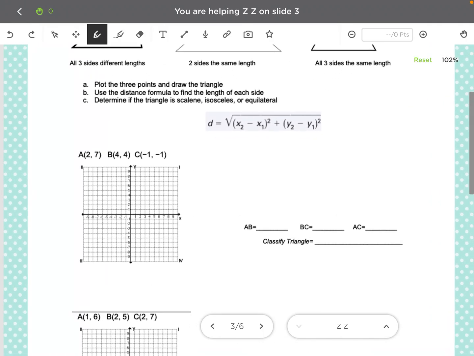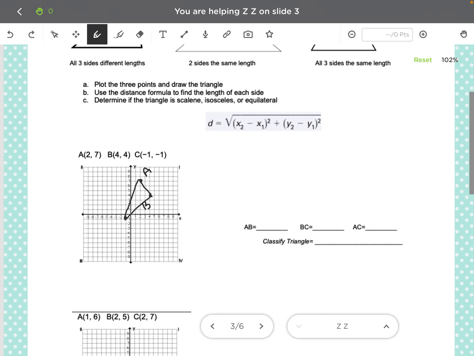What I want to be able to do is classify the triangles by finding the distance between the three sides. So first thing I'm going to do is just go ahead and plot these points so we can see what the triangle looks like. So point A is at 2, 7, which is right here. And B is at 4, 4, which is right here. C is -1, -1. So the triangle looks something like this.